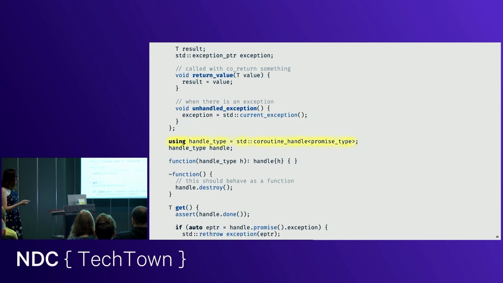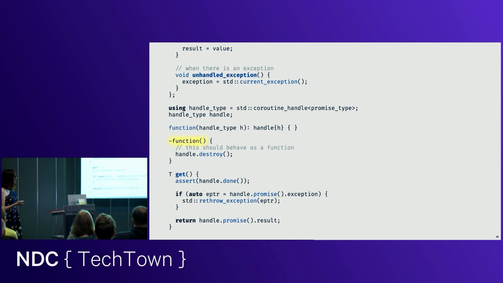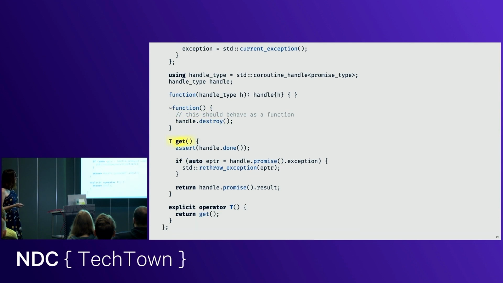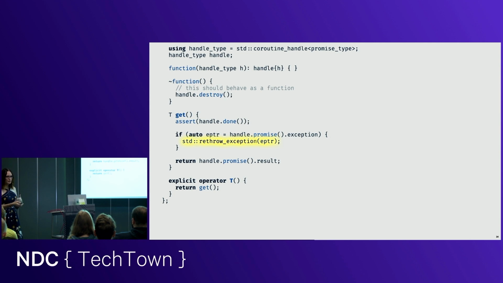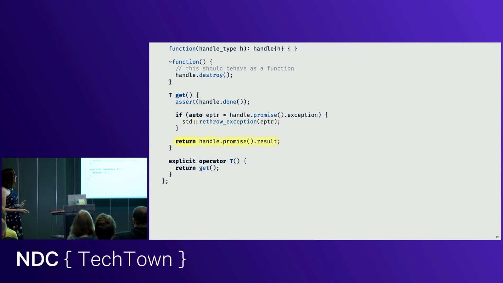And there is the rest of the function. Same with the constructor, destructor, and get, which will just check with assert if it's done. Check if there is an exception. If there is an exception, it will throw the exception out once you try to access it. Otherwise, it will return the result of the calculation, the function. That's the function as a coroutine. Do you have any questions before I move on?